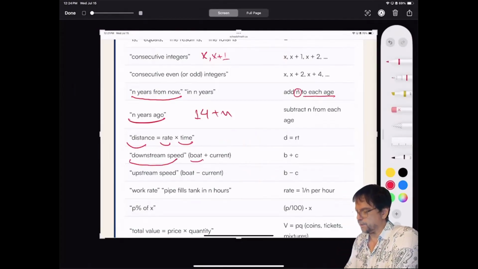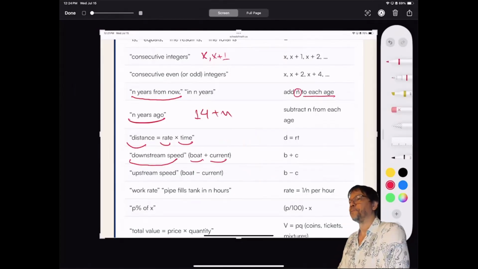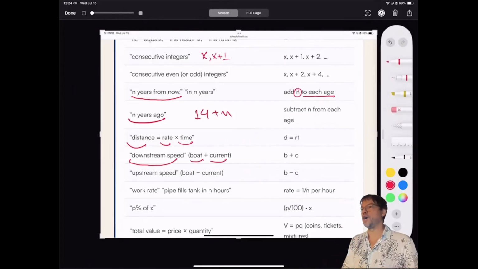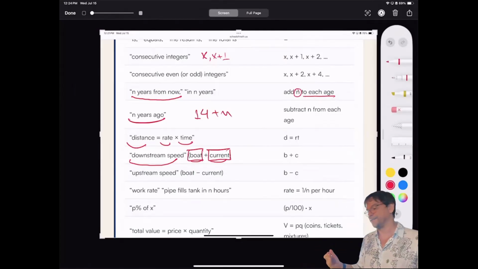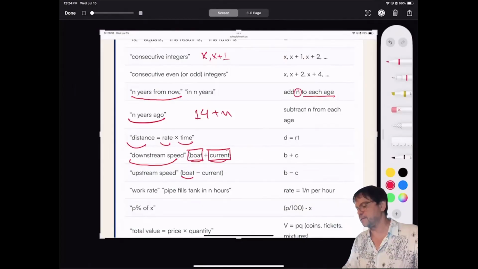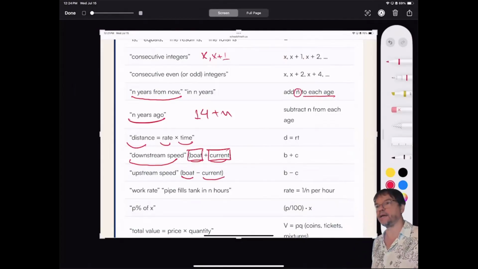Downstream speed, boat plus current. Okay, if you are rowing in the same direction as a stream, a current, it is easier. So the total speed is the speed of the current plus the speed of the boat, or how much you are rowing. But if it's the opposite, and I suppose that you are fighting the current, it is your speed minus the current. Is that okay? Yeah.